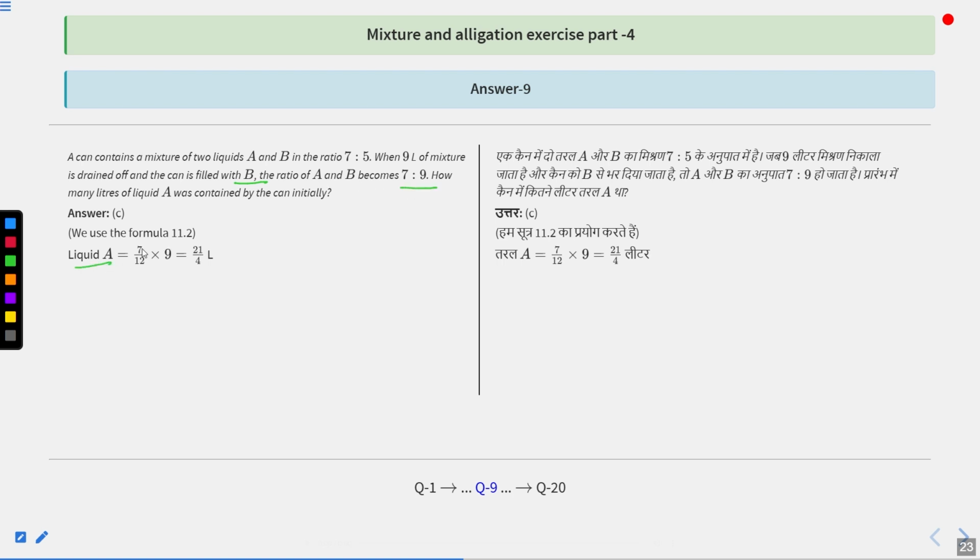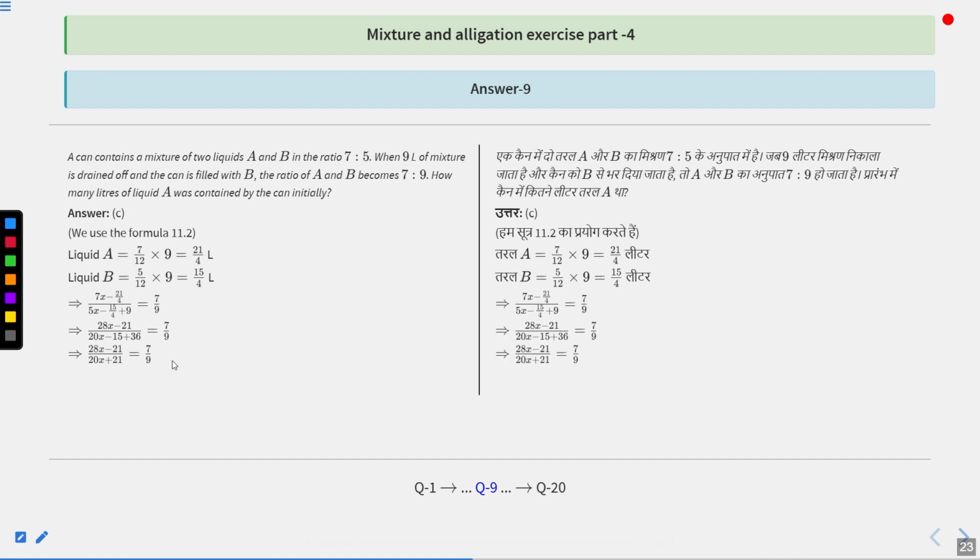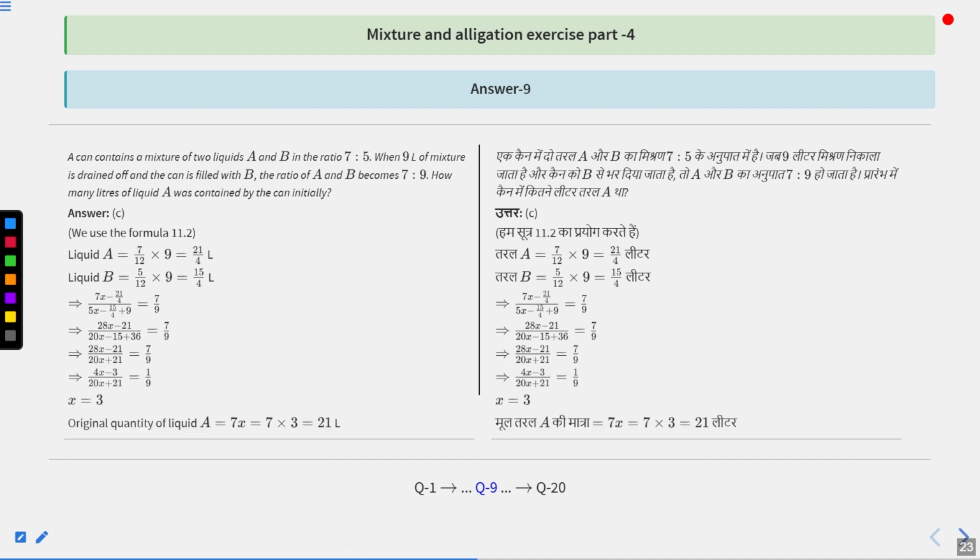So liquid A will become 7/12 into 9 taken out, so it will be 21/4. In the same way, liquid B will become 5/12 into 9, which is 15/4. So the question says that 7x minus 21/4 is taken out, over 5x minus 15/4 plus we add 9 liters of B. So we add it and then the ratio becomes 7:9. So we can compare it. Now when we calculate it, we get the value of x, which is x equals 3.